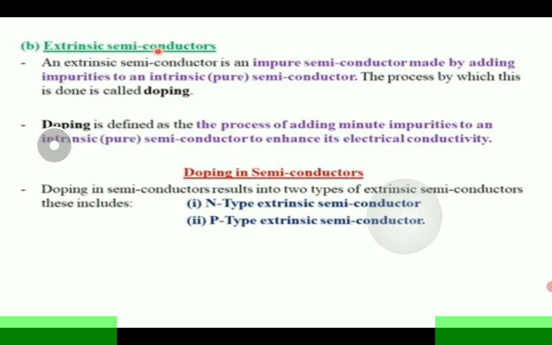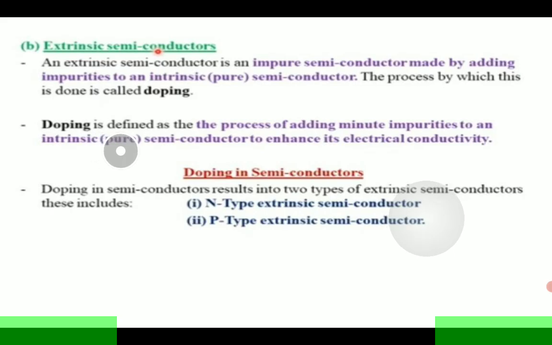Doping is defined as follows. Doping is the process of adding minute impurities to an intrinsic, which is pure semiconductor, to enhance the electrical conductivity. The reason why we dope, or add impurities to a pure intrinsic semiconductor, is to increase or improve the electrical conductivity of the semiconductor. Please take note of the definition of doping.